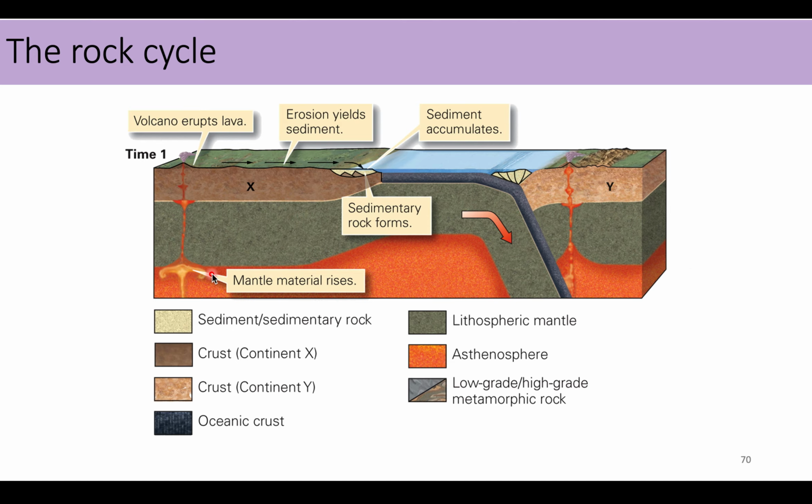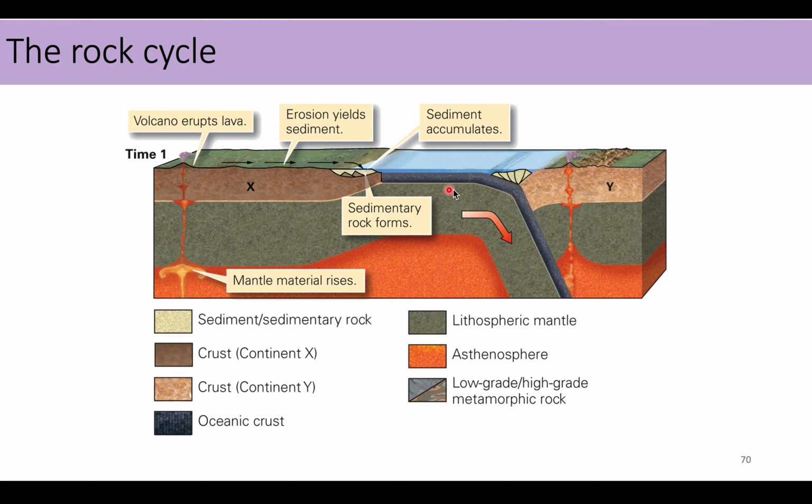So here we have a mantle plume. We have mantle material rising up to the surface. This volcano is going to erupt lava, which will then solidify into igneous rock. Erosion on the surface is going to expose sediment. That sediment will eventually be carried down towards the ocean through rivers, through wind, and sedimentary rock will be able to form there as those layers of sediment are placed.